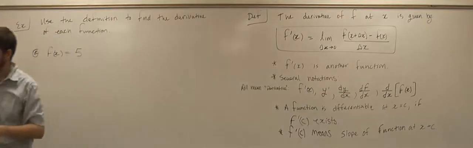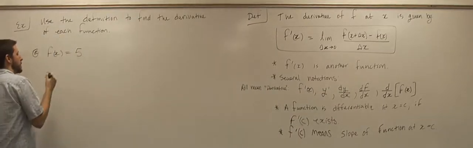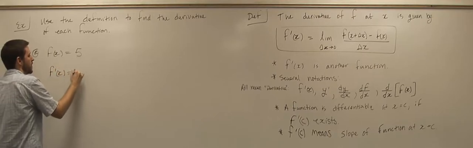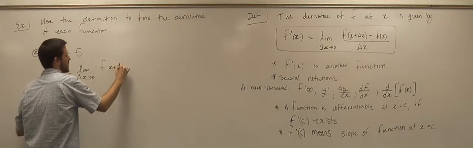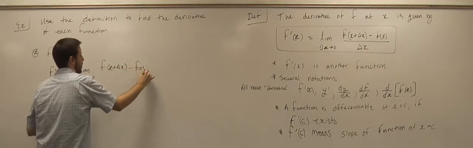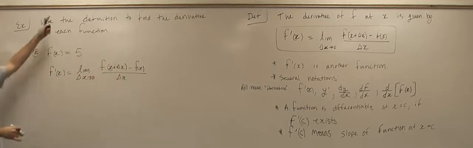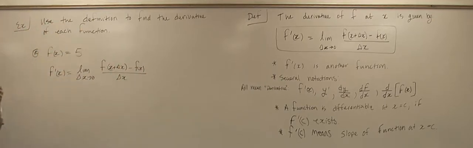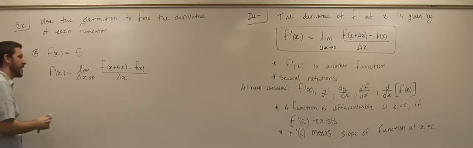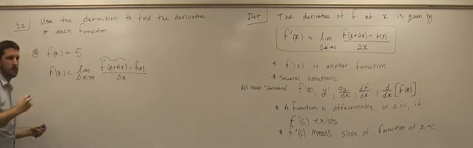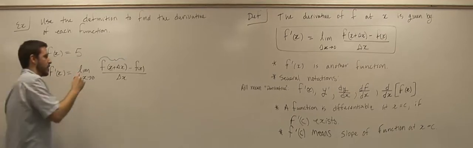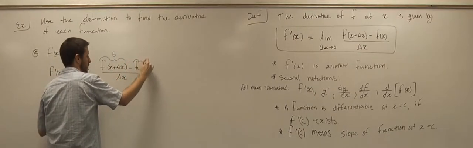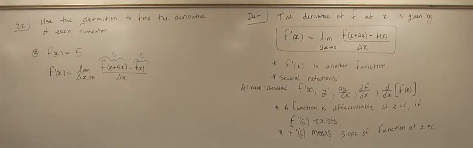So if I want to use the definition to find the derivative of this function, I would say f prime of x is equal to the limit as delta x goes to 0 of f of x plus delta x minus f of x over delta x. This is the definition of derivative, and if instructions say use the definition, this is what you see. But what are the things in this case? What is f of x plus delta x? 5. It's always 5. I don't care what you plug into f, you're going to get out 5. And what's f of x? 5.